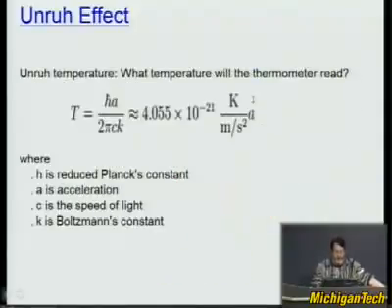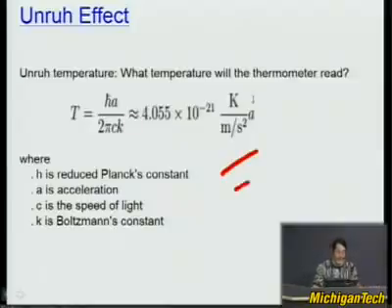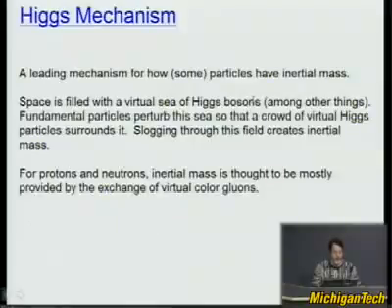You can actually calculate how hot it would get, and compared to stuff we would see in normal everyday life, there's not a lot of temperature reading on that thermometer, measured in 10 to the minus 21 kelvins per meters per second squared, where here a is acceleration, ħ is Planck's constant reduced, and k is the Boltzmann constant. But it's really strange that it happens, and it's somehow fundamental.